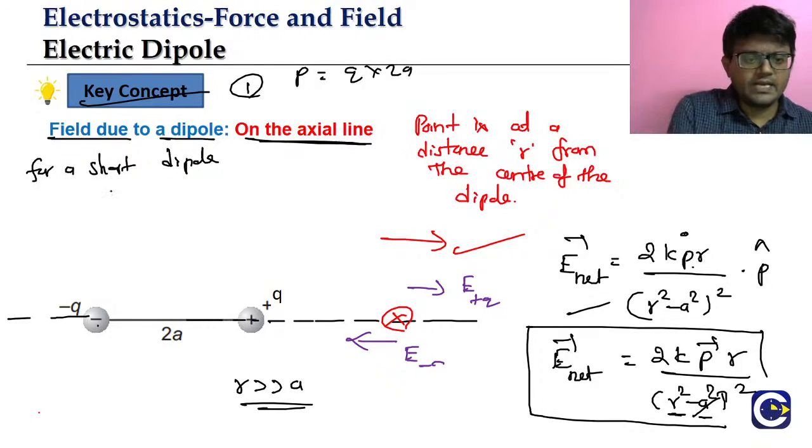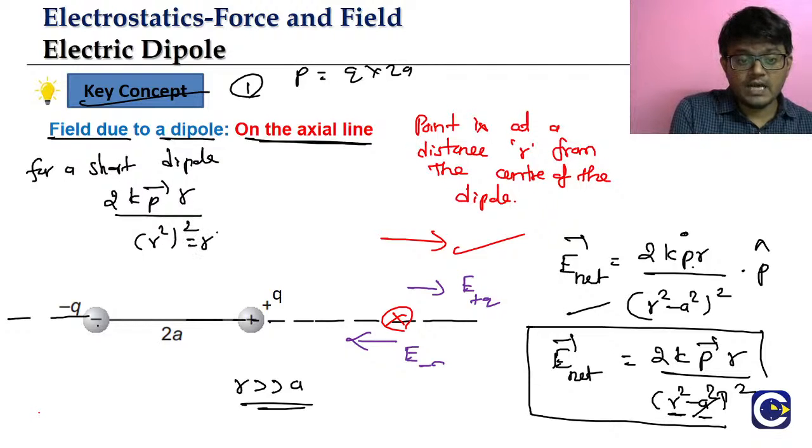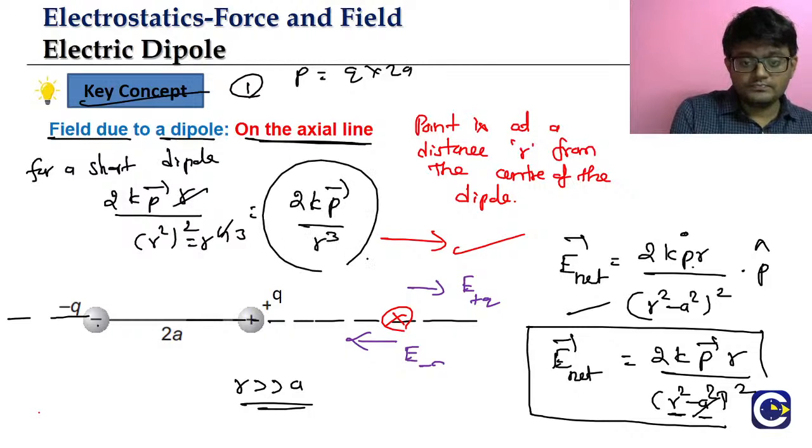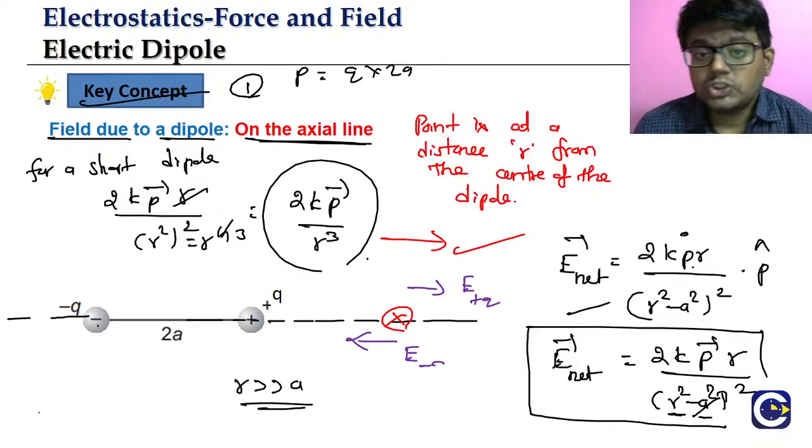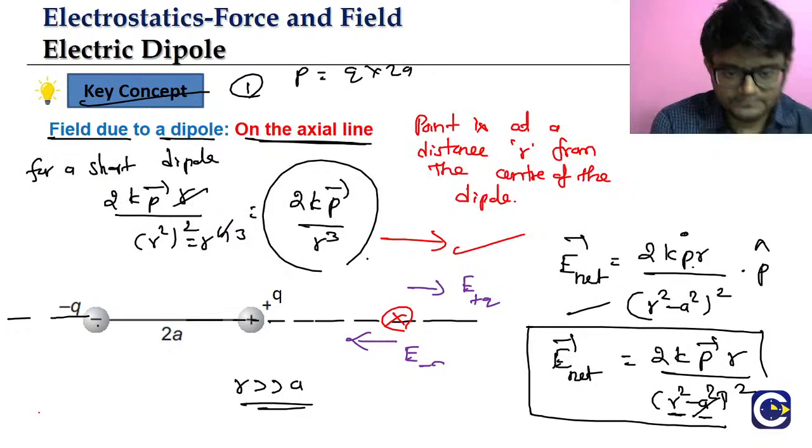See what happens when we neglect it. 2k p bar into r divided by, in the denominator we are going to neglect a square. Then only r square will remain. r square whole square is r power 4, so one r cancels. The final answer is 2k p bar by r cube. What is this? Field produced by a short dipole on the axial line.